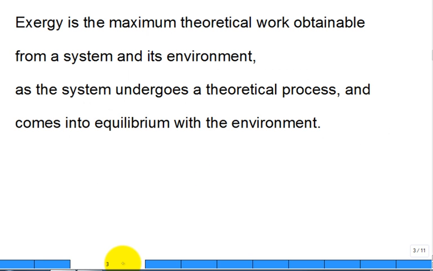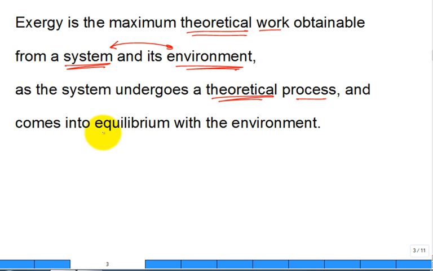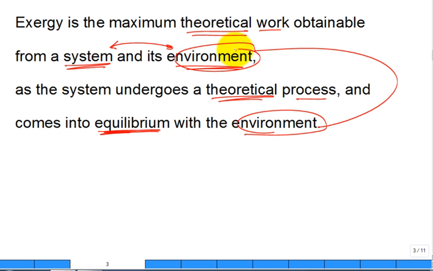All right. So this is our textbook definition. Exergy is the maximum theoretical work. You're probably not going to get there, but it's the theoretical maximum work obtainable from a system working with its environment, in concert with the environment. These have to be considered together. As the system starts from some initial state and undergoes, there's that word again, a theoretical process, the final state is when the system is in equilibrium with what? Its environment. That's why the environment is part of the definition of Exergy.